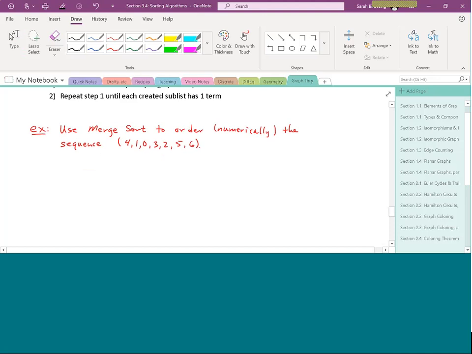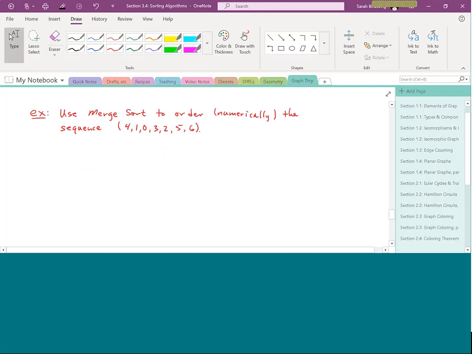All right, so suppose we wanted to use MergeSort to order this sequence of 4, 1, 0, 3, 2, 5, 6. We want to order it numerically, in other words, ascending, so smallest to largest. Again, you can do this with alphabet letters or other objects. You just have to have some sort of order on your objects so you know the desired order at the end of the day, regardless of what objects you actually get thrown into the list.